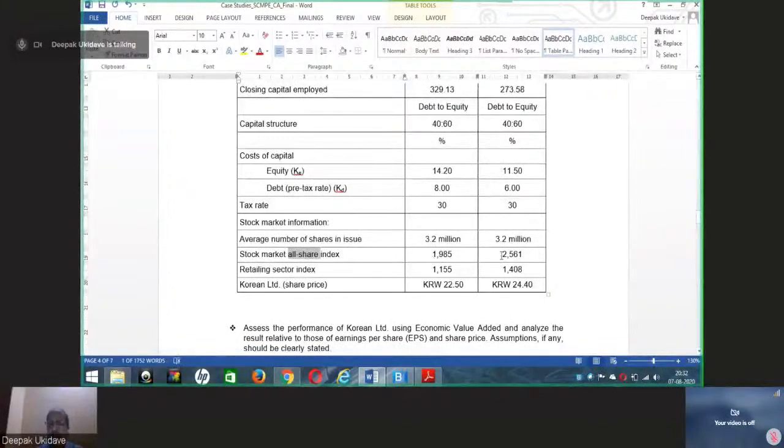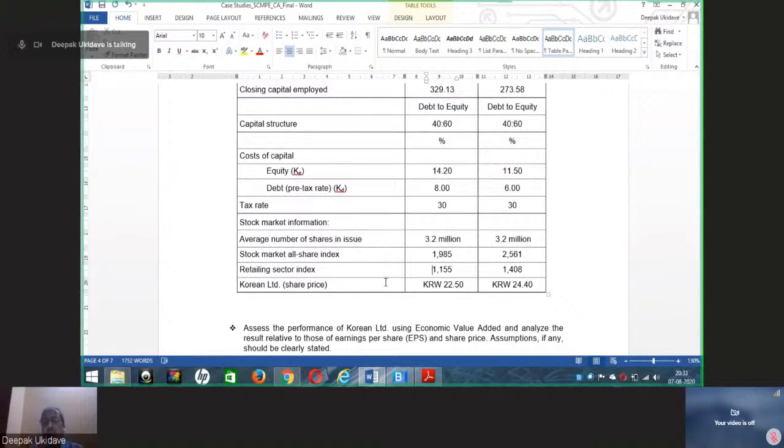That has reduced from 2561 last year to 1985 this year. So that means there has been a negative growth. Stock market index has gone down, that is not a good sign. That is not at all an encouraging sign. It is a depressing or gloomy picture. Now you have to quantify what is the percentage decrease or percentage fall.